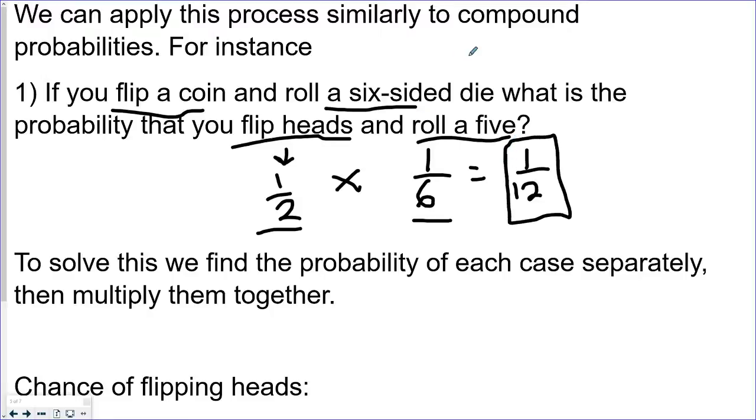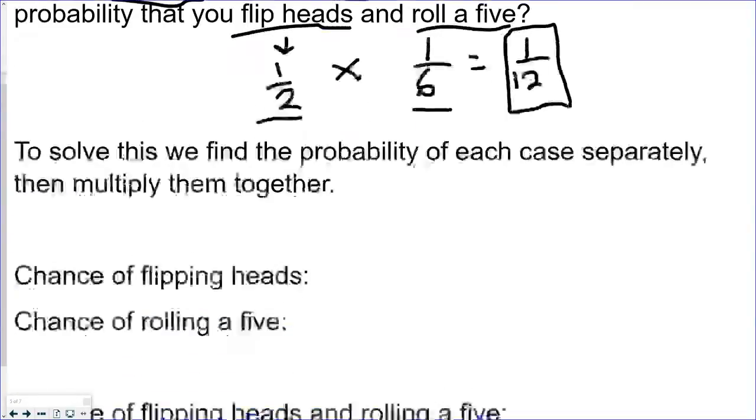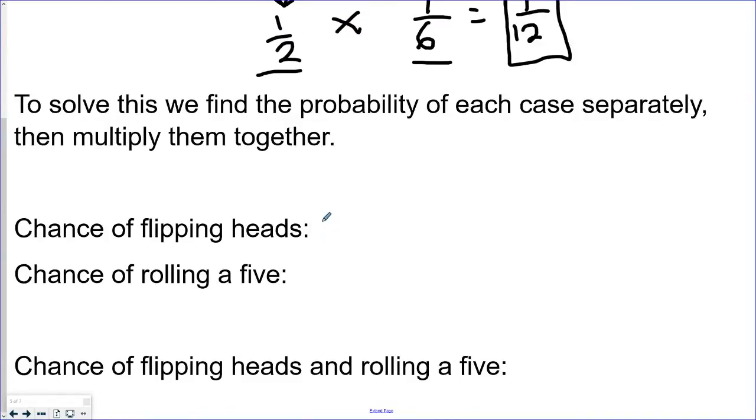So the way you figure out compound probabilities when there's a lot of different situations going on is you break it apart into case 1, case 2, case 3, case 4. You find the probability of each case separately and then multiply it all together. So I kind of already dovetailed here, but the chance of rolling a heads is 1 out of 2. Chance of rolling a 5 is 1 out of 6. So together, as we said, it's 1 out of 12.